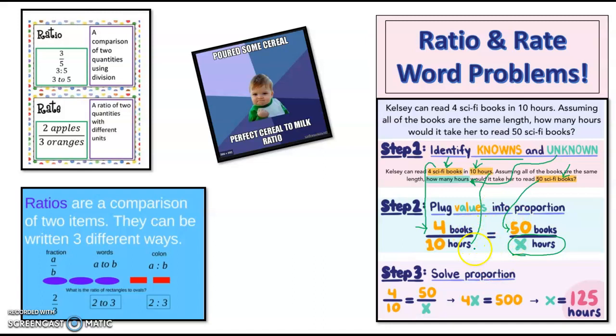You are going to cross multiply: 4 times x equals 4x. 10 times 50 equals 500. Once you do that, 4x and 500, you're going to move that 4 over by dividing, and then 500 divided by 4 equals 125 hours for her to read 50 sci-fi books.